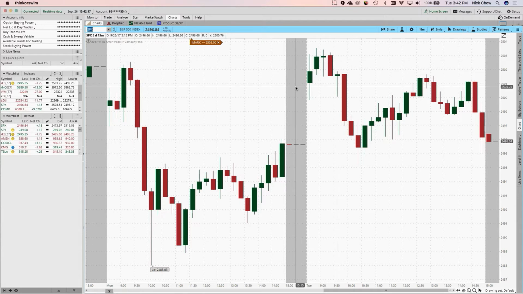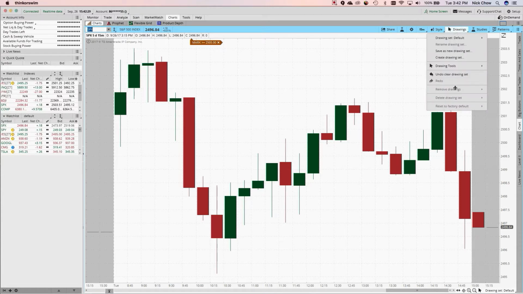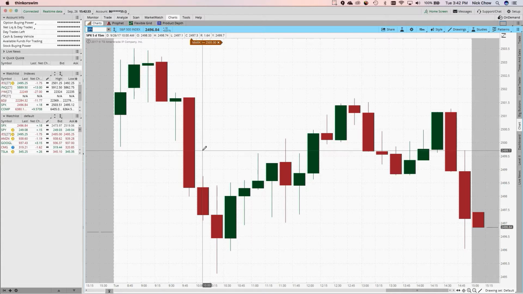So let me get the drawings here. Actually, let's zoom in on today. We'll just look at today. And like I said, let's draw some lines here. Let me get my line tool. What I like to do on this first 15-minute candle is draw lines where the stock opened and closed. So this is the 15-minute candle here. It opened here, closed here. So let's just draw some lines here.